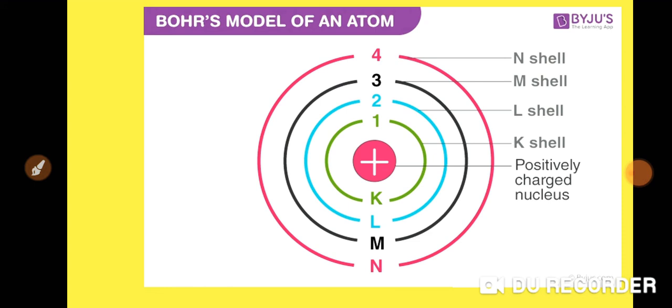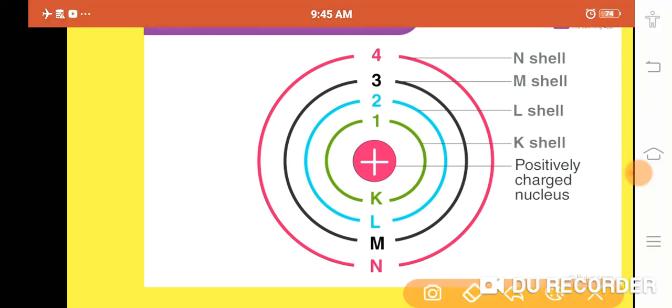See, this is the picture which I have given you to know about Bohr's atomic model. Firstly, see it properly. Bohr's atomic model of an atom. You may see from this picture, a positive charge nucleus is present. It is the nucleus which has the positive charge, and around the nucleus KLMN is written. What is this? This is shell.